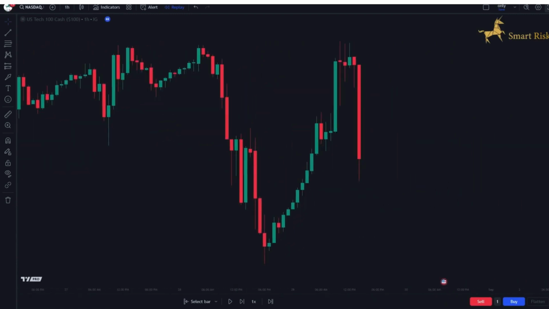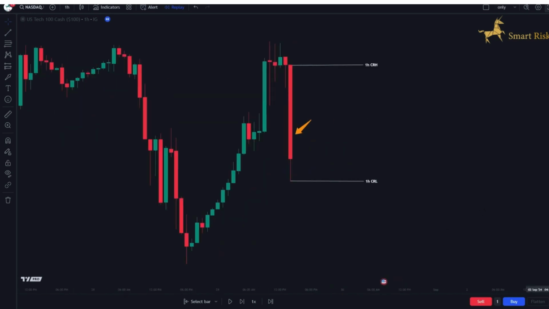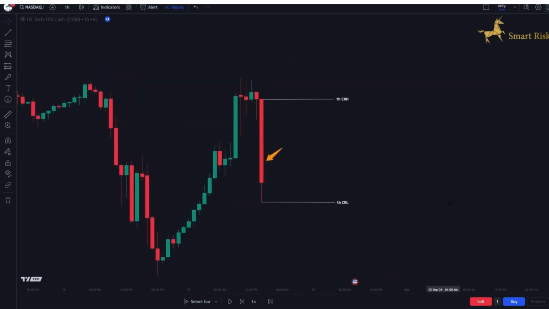Here, we have the Nasdaq 1-hour time frame on the screen. As you can see, the price has created a large bearish candle at 2 p.m., a key time. So, I'm going to highlight its high and low as the potential CRT range candle, high and low.